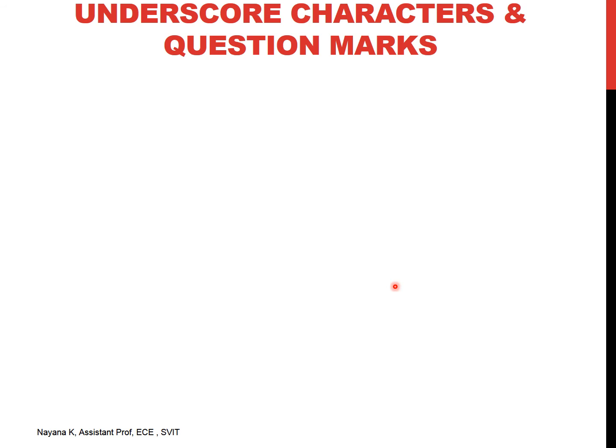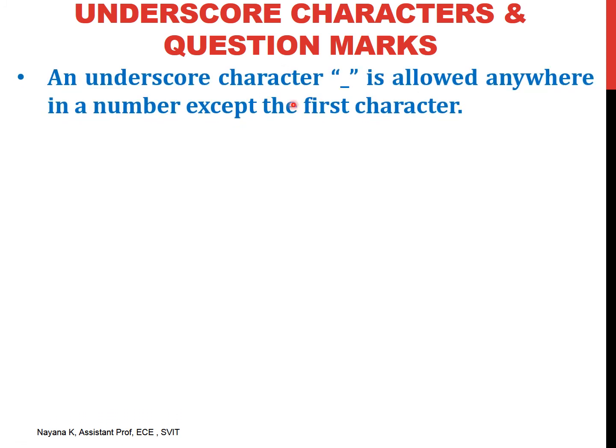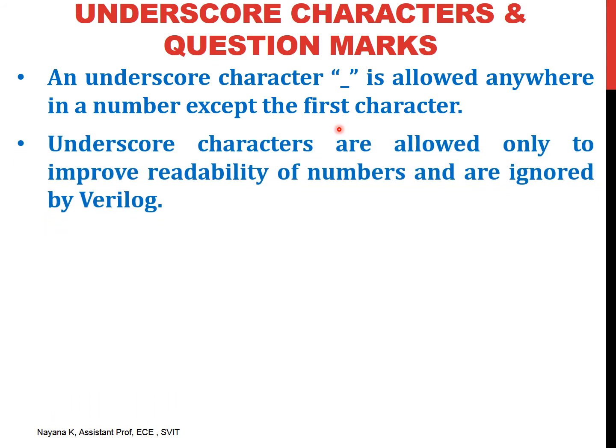Next, let us understand about underscore characters and question mark. An underscore character is allowed anywhere in a number except the first character, because an underscore as the first character is treated as an identifier or user defined name. We use underscore characters because they help improve the readability of large numbers, and underscores between numbers are ignored by Verilog. Ignored means they are not compiled.